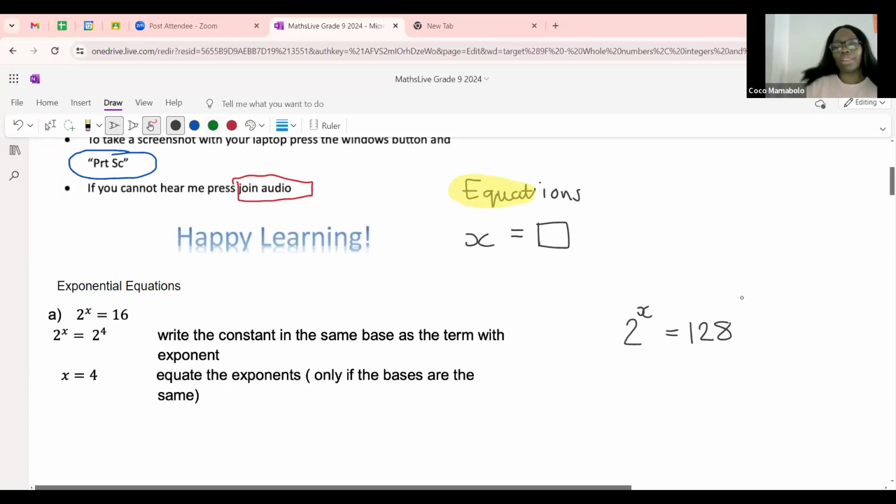So what we're going to try and do over here is we're going to try and give both the left and the right side the same base. We're going to try and give them the same base. Now, remember, guys, the base is this number over here. It's the number at the bottom, right?